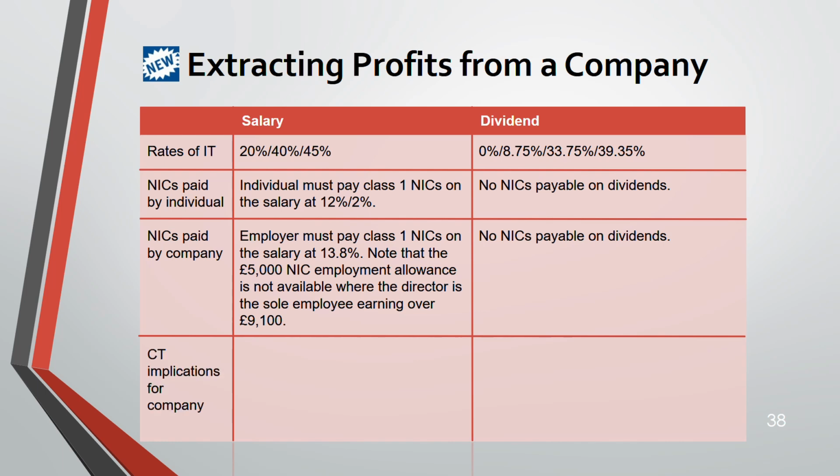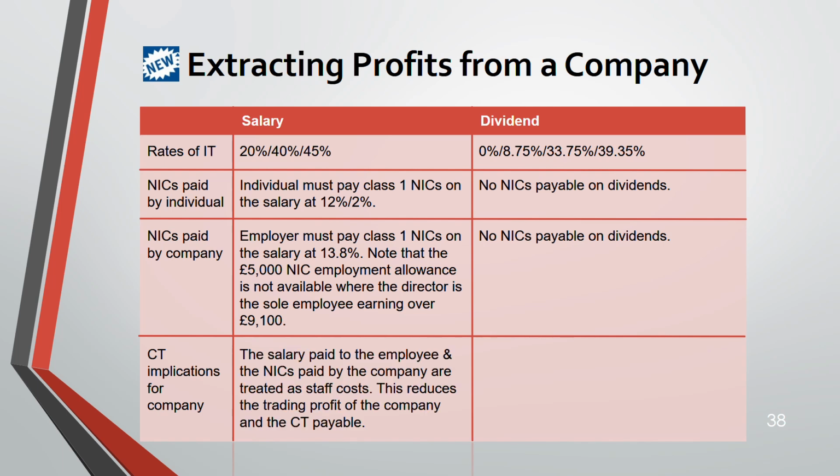Now, corporation tax implications for companies. If salary is paid to an employee and NIC is paid by the company, they are treated as staff costs. You can reduce these from your trading profit, which means your corporation tax will reduce further. Whatever salary you give to your employee, and whatever NIC you pay for that employee, the company can deduct from its trading profit. But for dividends, that advantage is not there. You can't reduce it; it's not deductible. Therefore, in terms of the fourth point, corporation tax implications for the company, salary is better.